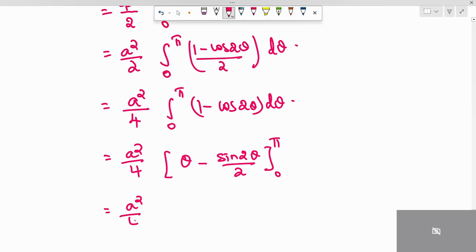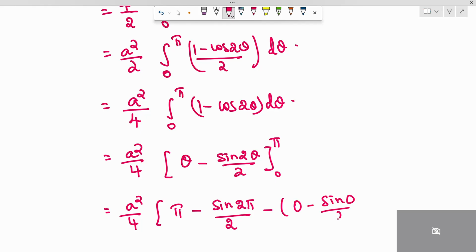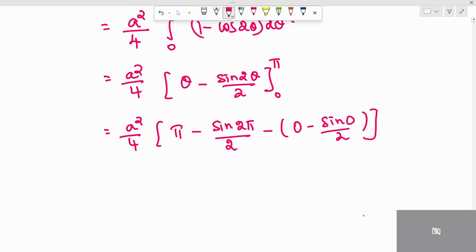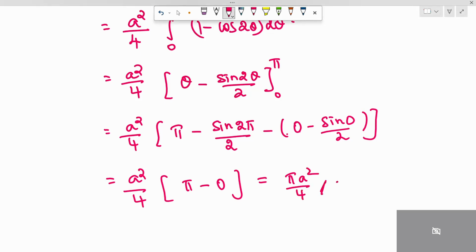A square by 4 into, first apply upper limit value pi in theta, pi minus sin 2 pi by 2, then apply lower limit value 0, minus 0 minus sin 0 by 2. Now a square by 4 into pi minus, the value of sine 2 pi is 0, sine 0 is also 0. Therefore pi a square by 4 is the final answer.